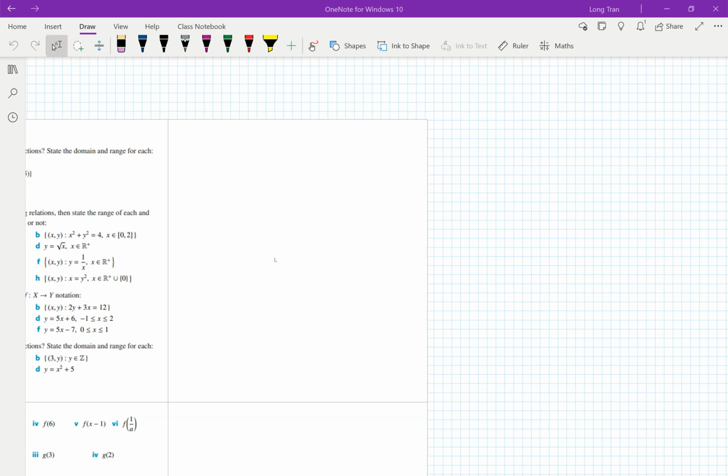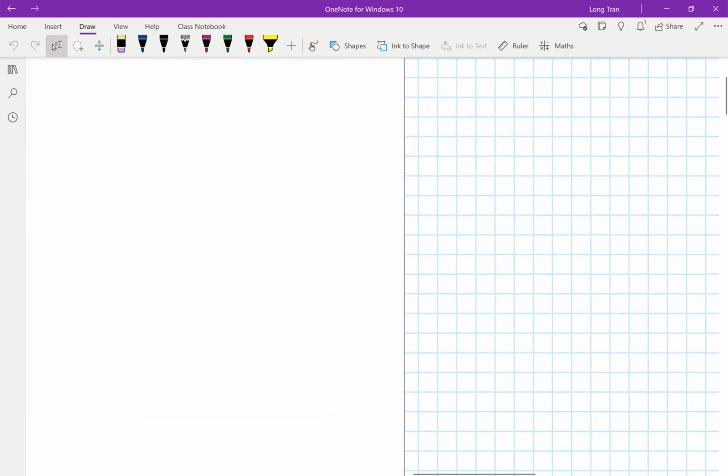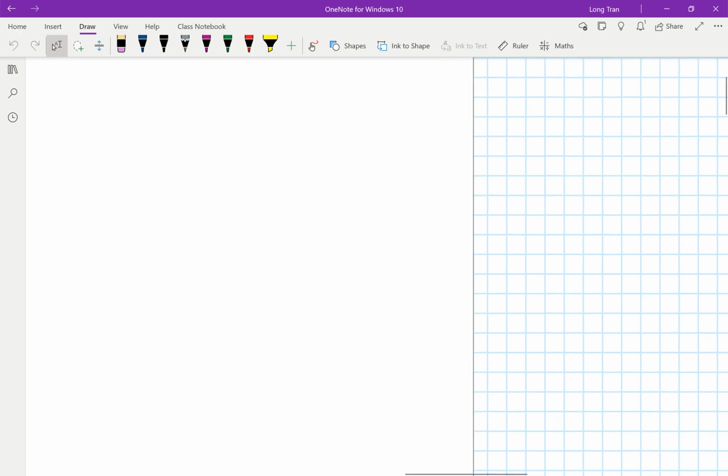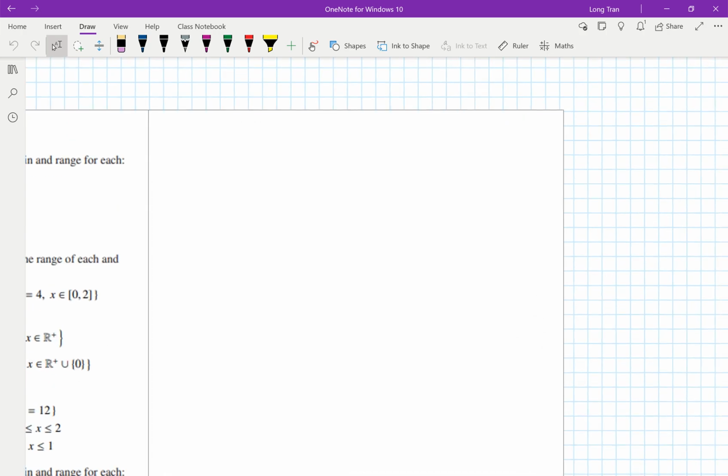5C. Essentially, 5C and 5D come together. They've just split it up into two exercises. But the one idea is you need to understand what relations are. Now, last class, I did mention what a relation is.